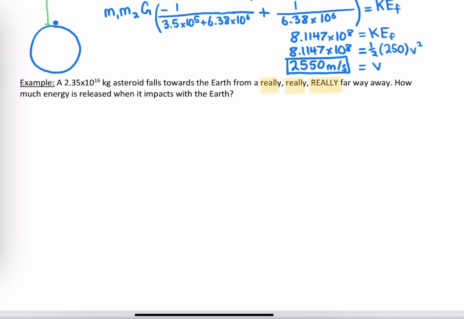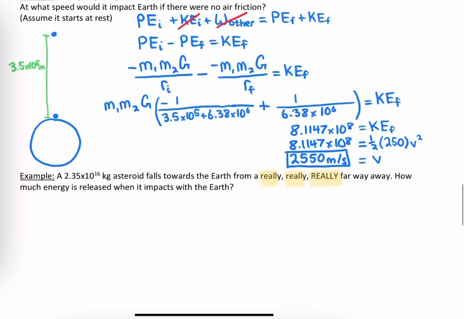So it's a little bit like the last question. We have an object far away from Earth. Gravity pulls it towards Earth, and we want to know the energy it has as it hits Earth. We want to know the kinetic energy, really, that it has as it hits Earth. So a lot like the last question. But there's these 3 reallys here.